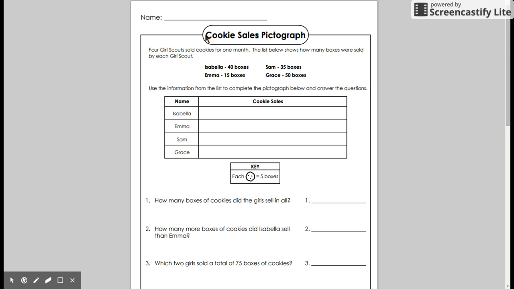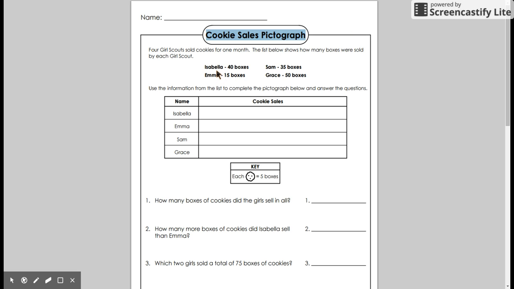If you notice, this worksheet is called Cookie Sales Pictograph. And for this, the past couple days, we have spent time organizing data. You guys looked at your favorite places to read or your favorite places to play, and then we put them into different categories. So some of you guys organized your favorite places to read based on whether or not they were outside or inside. Same thing for places to play. You guys also made some other really good categories.